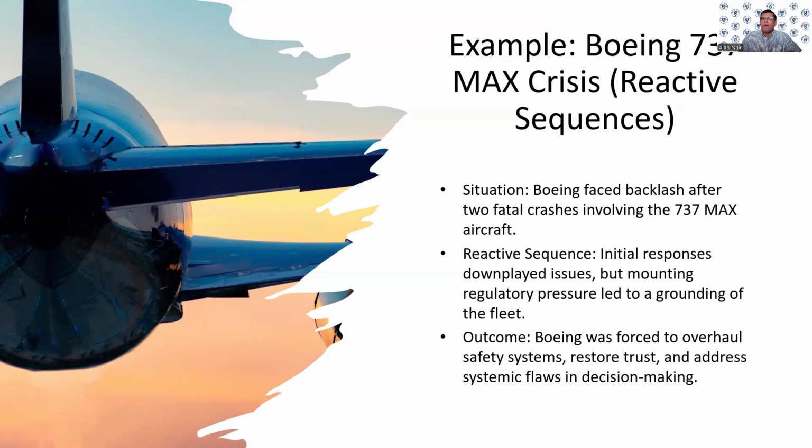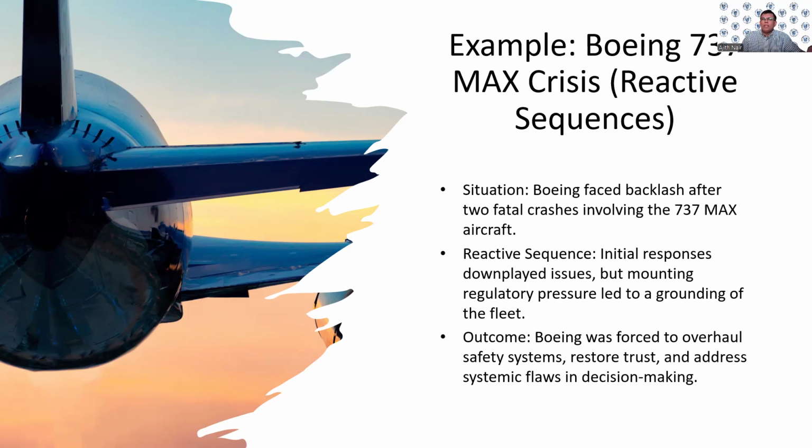Scrutiny intensified, and Boeing delayed and defended their responses, which worsened the public perception. Government and regulatory agencies banned the aircraft worldwide, forcing an industry-wide grounding of all the 737 MAX. Airlines canceled billions in orders. The shareholders lost confidence and Boeing's market position suffered. The outcome was terrible.